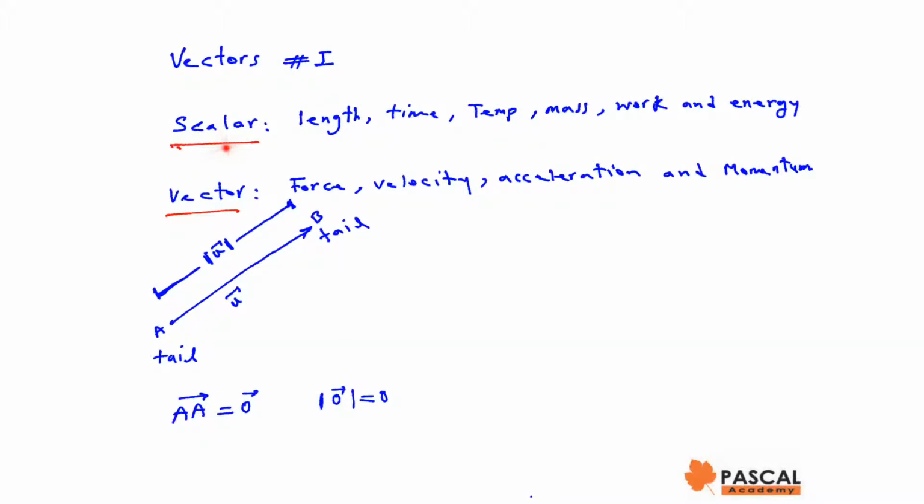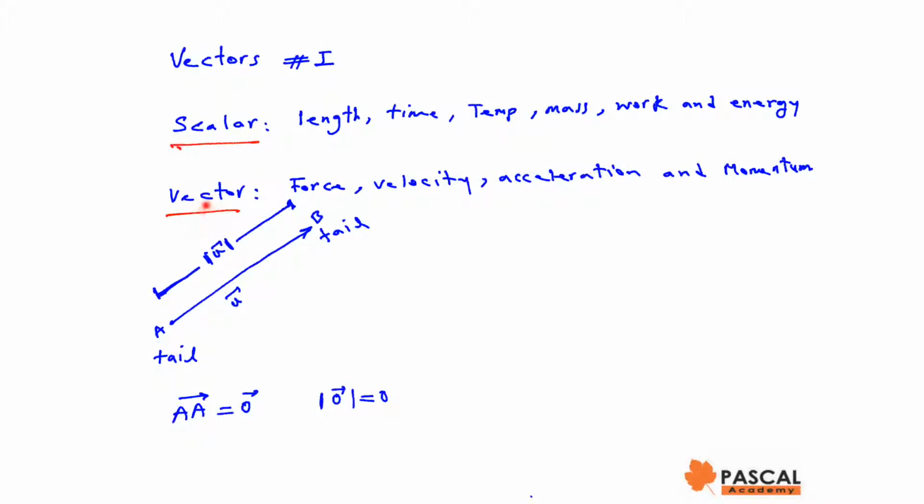There are two types of quantities in physics: scalar and vector quantities. Scalar quantities are known by their magnitude and the corresponding units: length, time, temperature, mass, work and energy are examples of scalar quantities. When we say the room temperature is 25 degrees Celsius, everything about the temperature of the room is known.